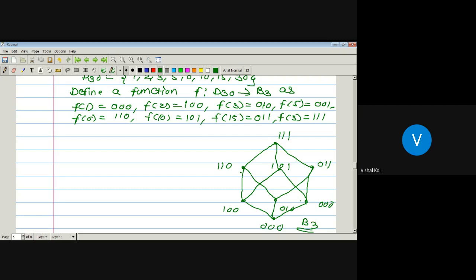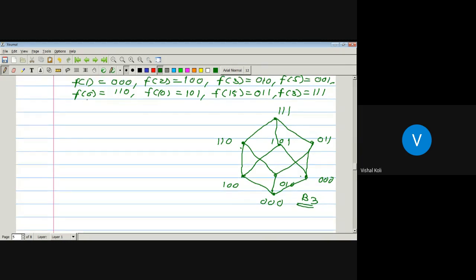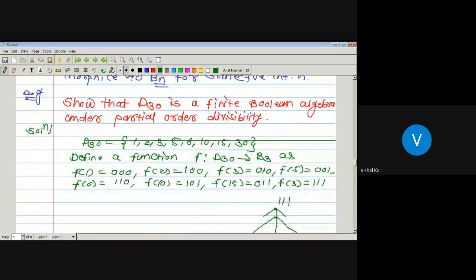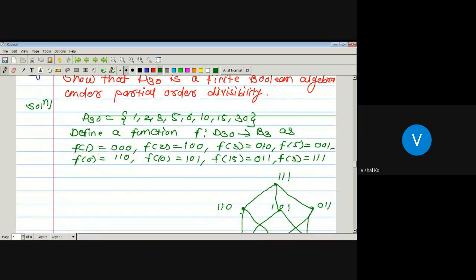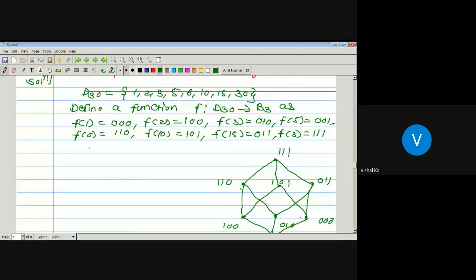Now we have to draw the Hasse diagram of D30. As we know, here there is one mapping which is one-one and onto, and a homomorphism, since it is closed under both the operations join and meet, that is, it is a join homomorphism and a meet homomorphism. We defined the function in such a way that each element in the domain has distinct images and each element in the codomain has a pre-image, so it is both one-one and onto. So there is an isomorphism from D30 to B3.